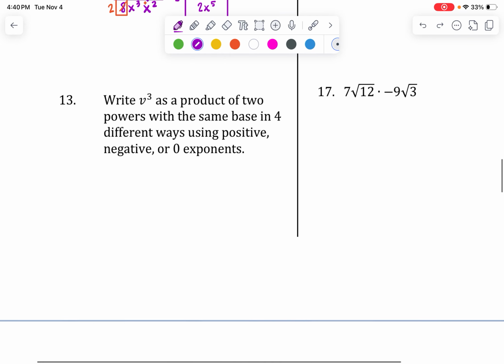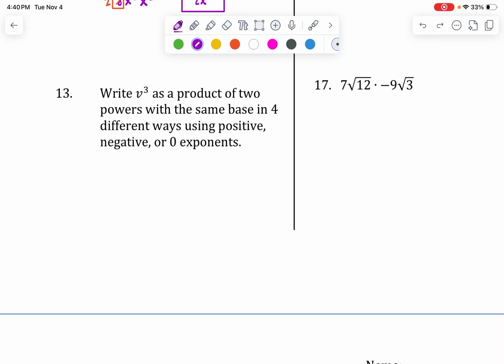All right, number 13, where it says write v cubed as a product, which means to multiply, of 2 powers with the same base in 4 different ways. Oh my gosh, using positive, negative, or 0 exponents. Okay. So v cubed as the product of 2 powers. Okay, well, let's see. I know v times v squared would give me v cubed, right? Because when you multiply, you add the exponents, and there's an understood 1 right there. So that would give me v cubed. So that's a product of 2 powers, giving me v cubed.